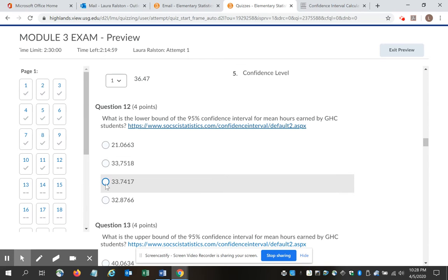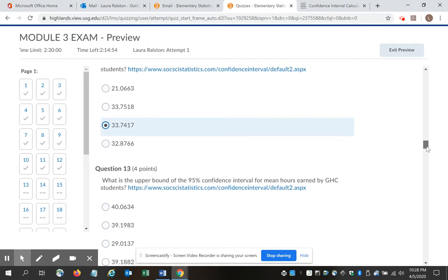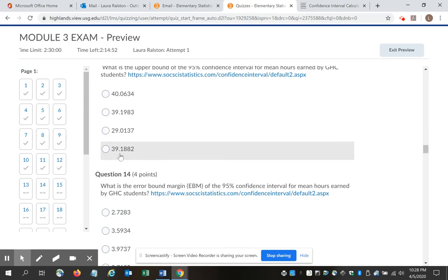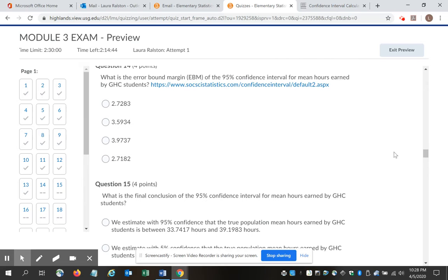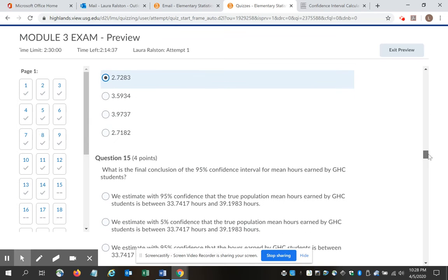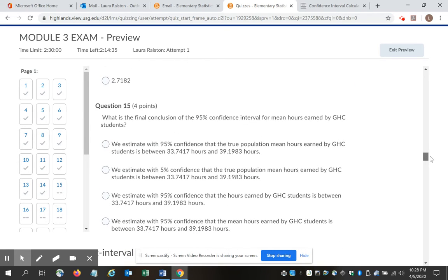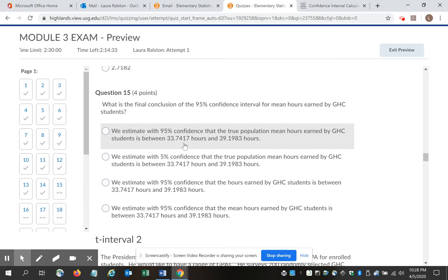Okay, so my lower bound was 33.7417. My upper bound was 39.1983. My error bound margin was 2.7283. And then again, we go to our final conclusion, and our final conclusion needs to have those numbers, 33.7417, 39.1983. Okay, so we've got 3 options here with those.